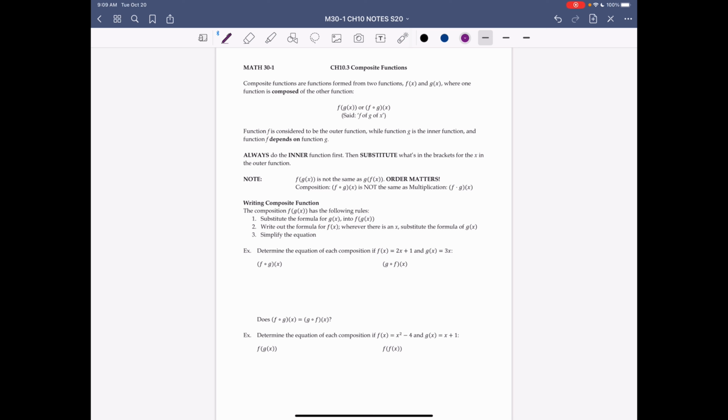Chapter 10.3 Composite Functions. Composite functions are functions formed from two functions, like f of x and g of x, where one function is composed of the other function. We can write this as f bracket g of x, or f, then a little open circle, g of x, and we say these as f of g of x.